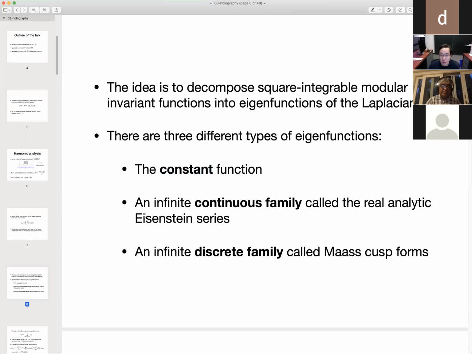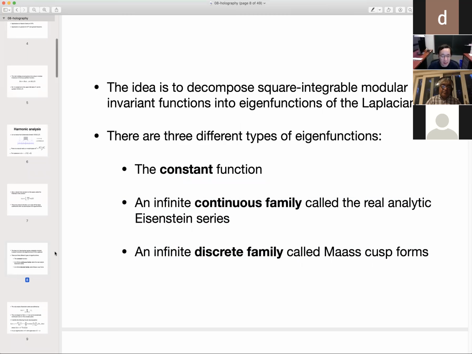And this function is also trivially modular invariant. Then there are two types of other eigenfunctions. There's a continuous family, an infinite continuous family, that I'm going to call the Eisenstein series, and I'll define them momentarily. And there's an infinite discrete family, labeled by an integer, 1, 2, 3, 4, called the Maass cusp forms. And these will both play an important role. Roughly speaking, the intuition is you can think of the first ones as the plane waves, like when you do quantum mechanics, they oscillate as you go towards infinity. And the second ones are like bound states, so they decay as you go towards infinity.